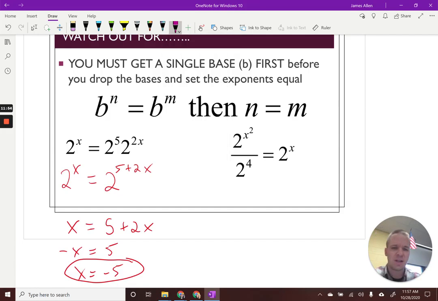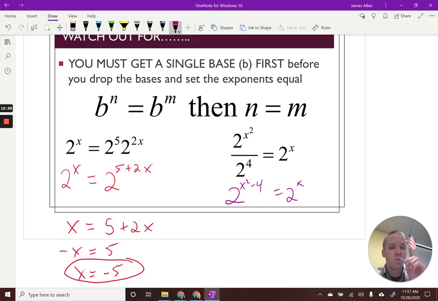So when I have division, what do I do with my exponents? Well, I would subtract, right? Division with like bases means I subtract my exponents. Well, let's do that so we can get the left-hand side into 1 common base. So we had 2 to the x squared minus 4 equals 2 raised to the x. Exponent rules, subtract when you're dividing with like bases.